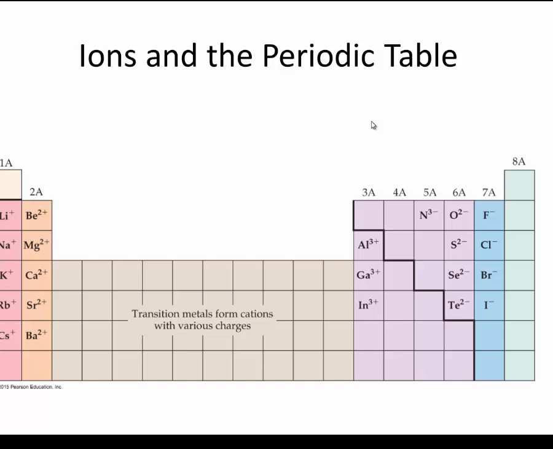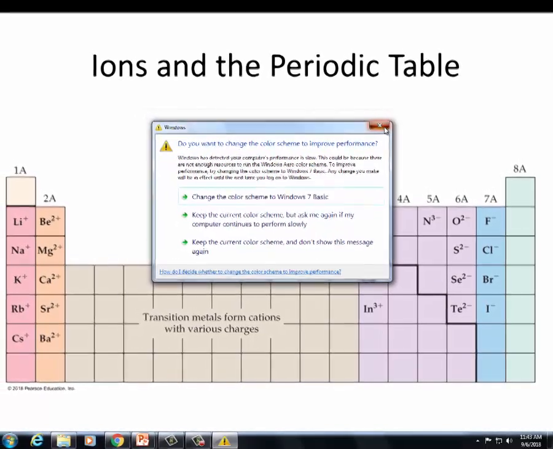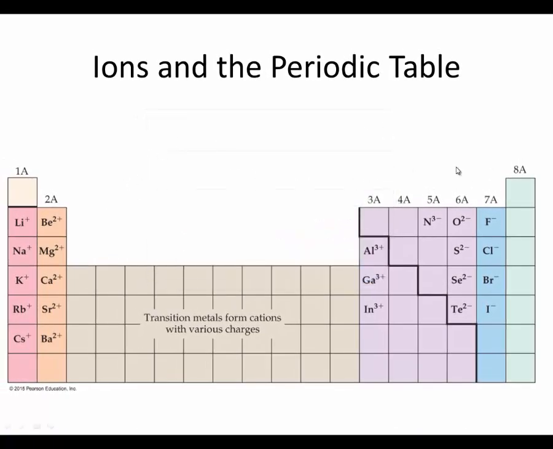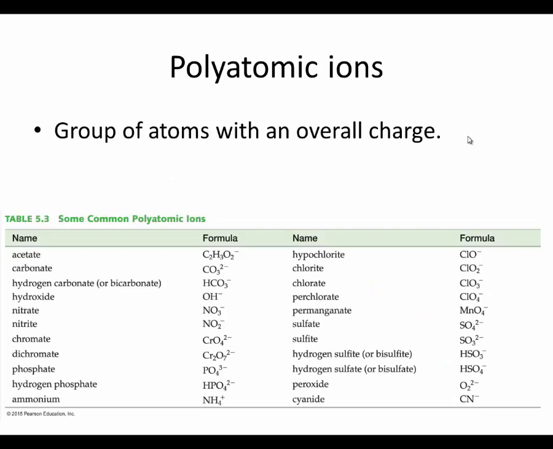You'll notice there's one group kind of in the middle there that's sort of left out. It usually doesn't form a charge. So it has to do something else to form compounds. So we're looking here at how ionic compounds form. So +1, positive charges for the metals, negative charges for the non-metals. Okay, so let's look at some examples of some ionic compounds.